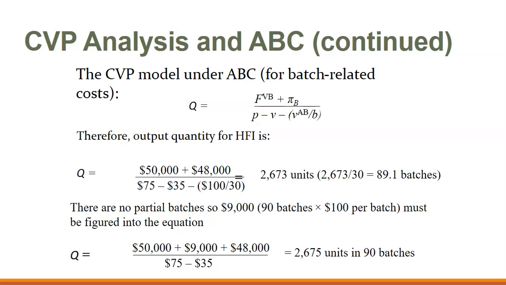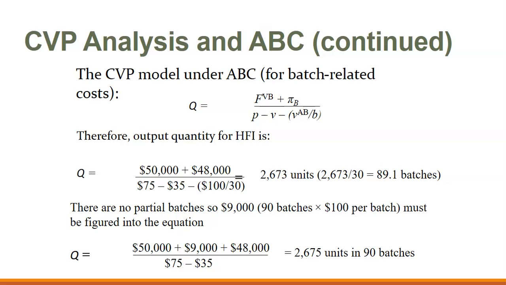Then when we're looking at batch-related costs, we need to look at how many batches and what our batch costs are. So that $100 divided by 30 becomes a variable cost, and our fixed cost is reduced from 60,000 to 50,000. We can't do partial batches, so we have to do 90 batches. Remember, in CVP analysis, we round up for any number after a decimal point, so it does not follow normal math rounding. Because we have 89.1, we have to round up to 90 batches at $100 a batch. So that becomes our cost. That's the mixed cost component of it.